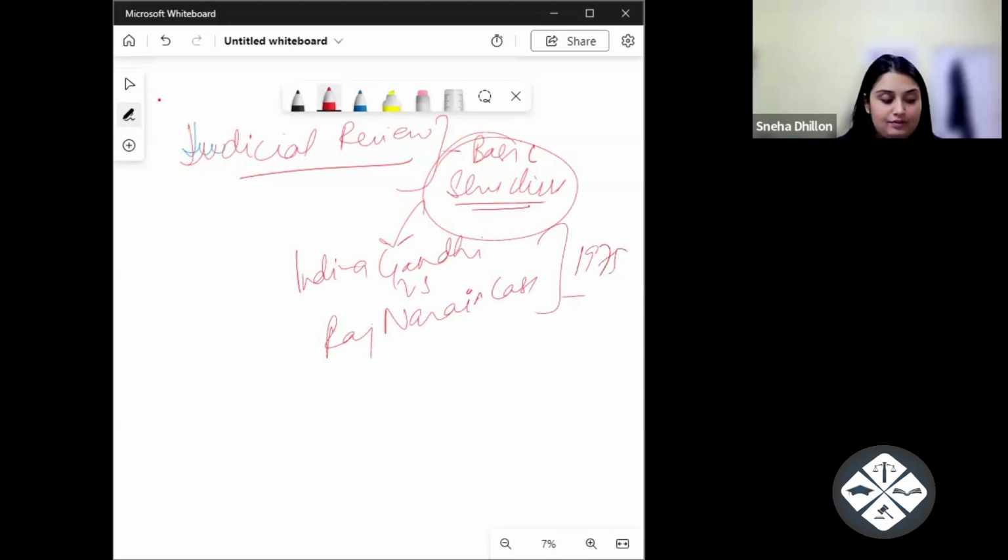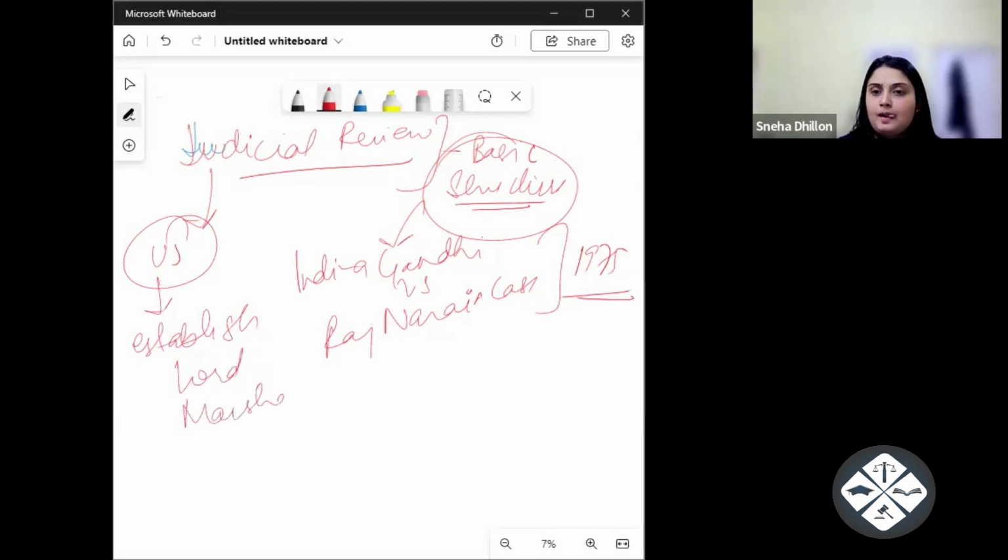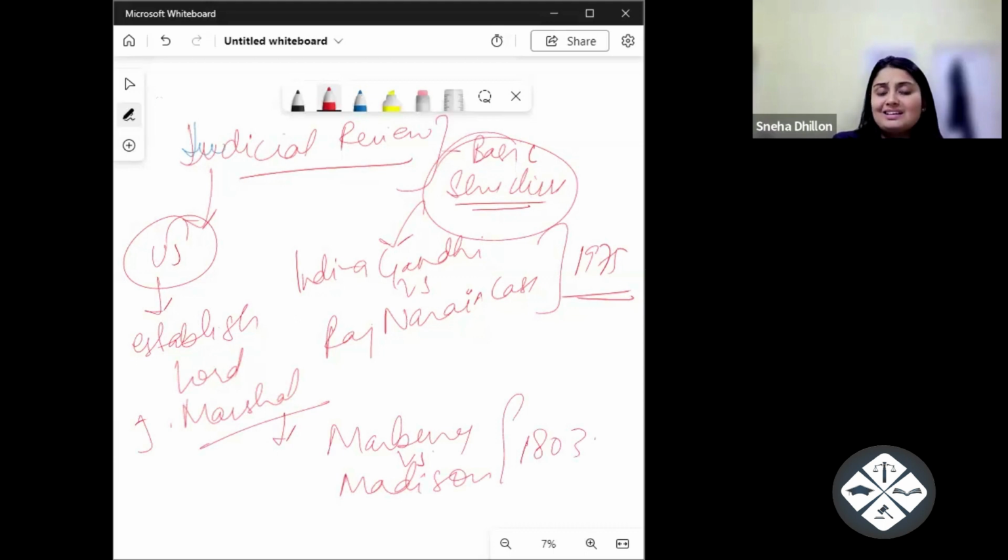in 1975. The concept of judicial review was taken from the USA, where it was established by Chief Justice Marshall in the case of Marbury versus Madison, 1803. In that judgment, judicial review is considered an essential, prime principle of the constitution, and it is from there that, to understand the spirit of the constitution, judicial review is very important.